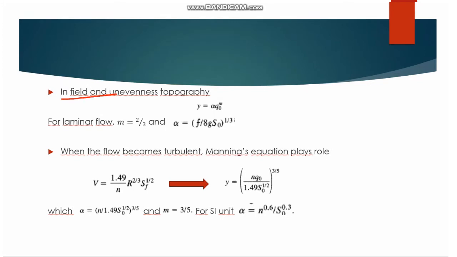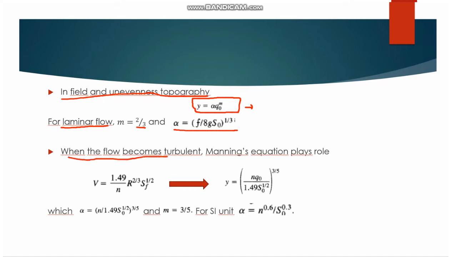So in field and uneven topography, we need to use y equals alpha q0 to the power m. For laminar flow, as we defined previously, m is 2 over 3, and alpha is f over 8g s0, to the power 1 over 3. When you substitute this, you will see the previous equation is applied here.